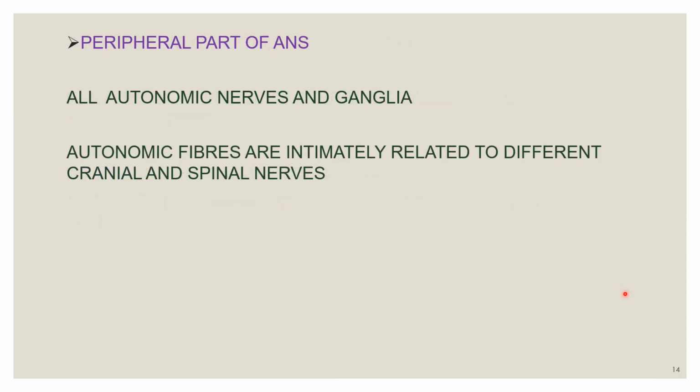Now coming to the peripheral part of the autonomic nervous system. It is composed of all autonomic nerves and its ganglia. The autonomic fibers are intimately related to different cranial nerves and spinal nerves. So we have different autonomic areas. Autonomic areas are present in the cerebral hemispheres, and autonomic centers are present in the brainstem and in the spinal cord. These are the central ones. And the peripheral part consists of autonomic nerves and its ganglia.